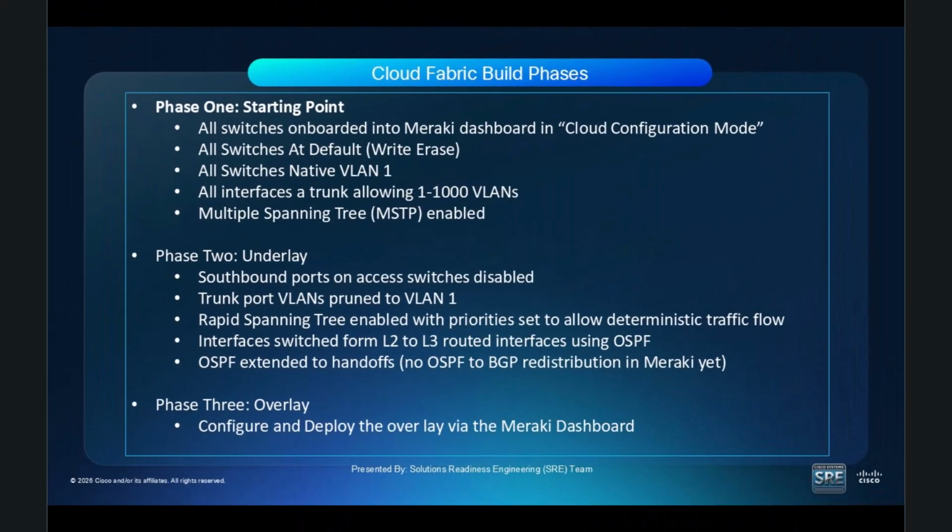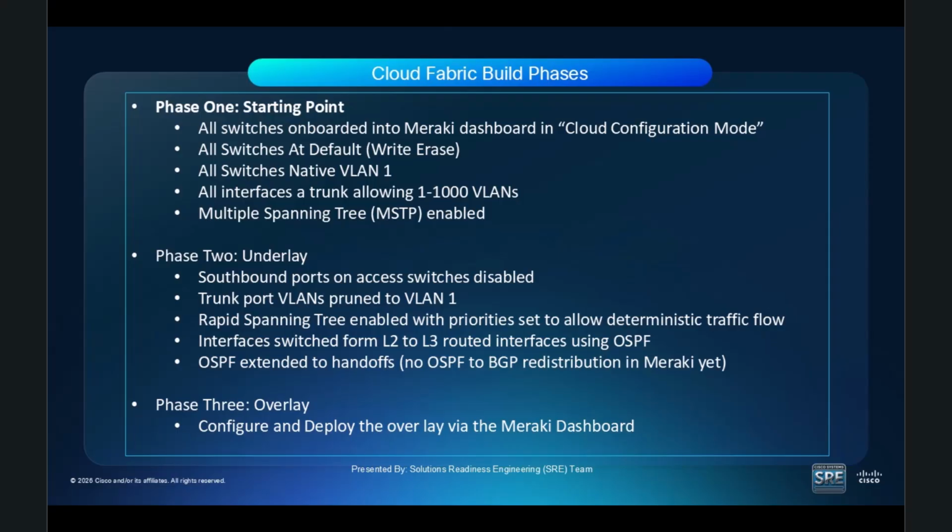As you can see from this slide, we are going to build the Cloud Fabric in 3 phases. Phase 1 is the starting point of our lab. All of our switches will be in cloud configuration mode and onboarded into Meraki Dashboard. All the switches are defaulted or write erased. All the switches are native VLAN 1. All interfaces are trunk, allowing VLANs 1 through 1,000, and we're using multiple spanning tree or just the standard spanning tree.